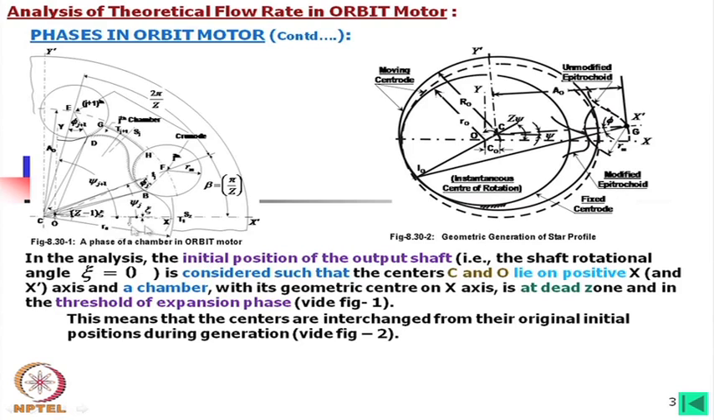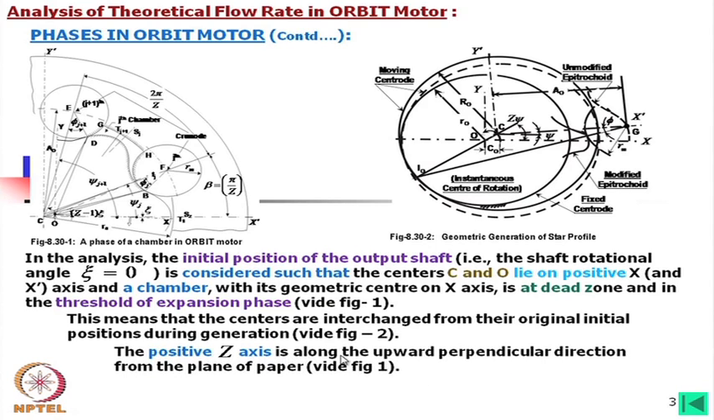This means that the centers are interchanged from their original initial position during generation. In the previous lecture I explained how this generation is done. In that generation technique, initially the center of the star, or the centrode fixed for the star, was here, and the center of the ring or envelope was here. Whereas, when we have started operations, we have just interchanged the centers. This means that while we consider the geometry for the envelope, we have to take care of this transformation. Okay.